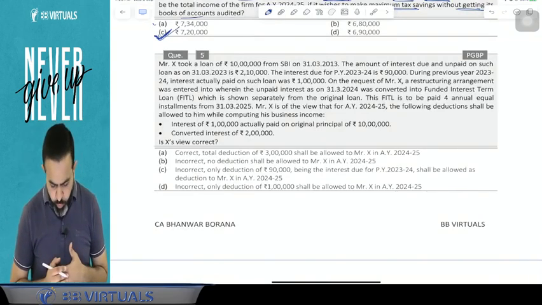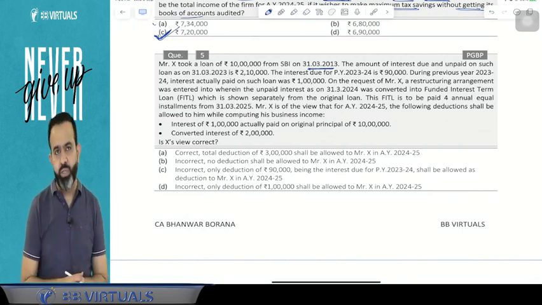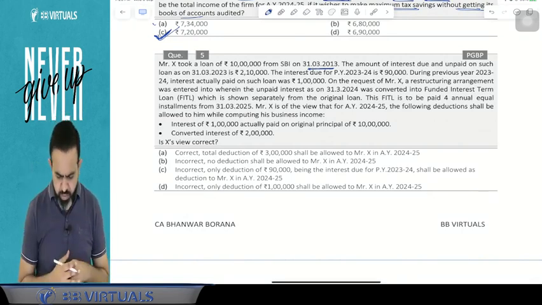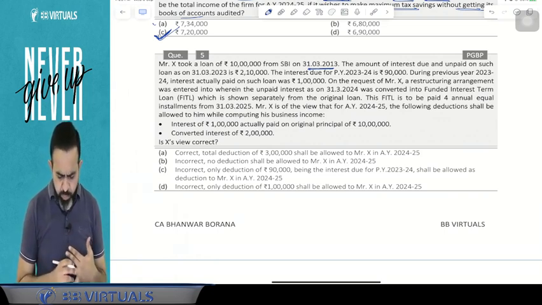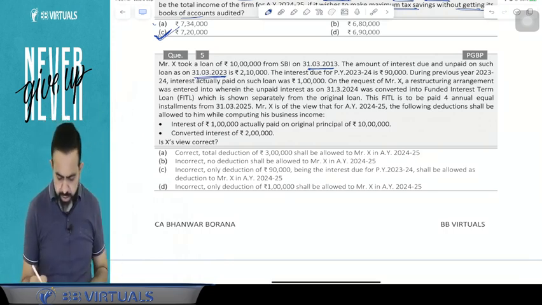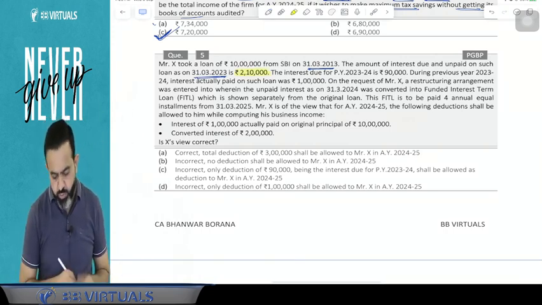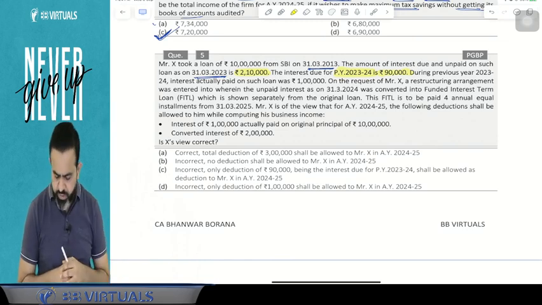Mr. X took a loan of 10 lakh from the SBI on 31st March 2013. So he took the loan 10 years ago from the SBI of 10 lakh. The amount of interest due and unpaid on such loan on 31st March 2023, so till last year, that outstanding interest was 2 lakh 10,000. Interest due in the previous year 23-24 is 90,000. So current year interest is 90,000.